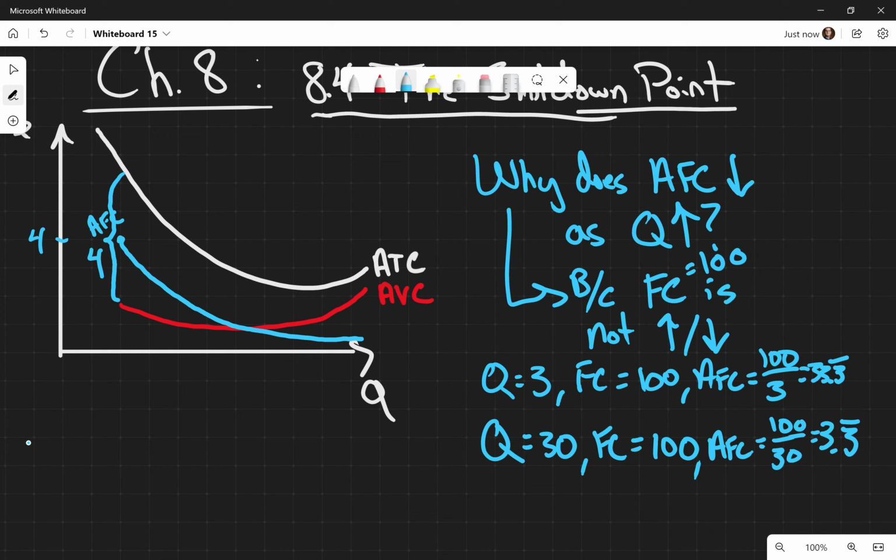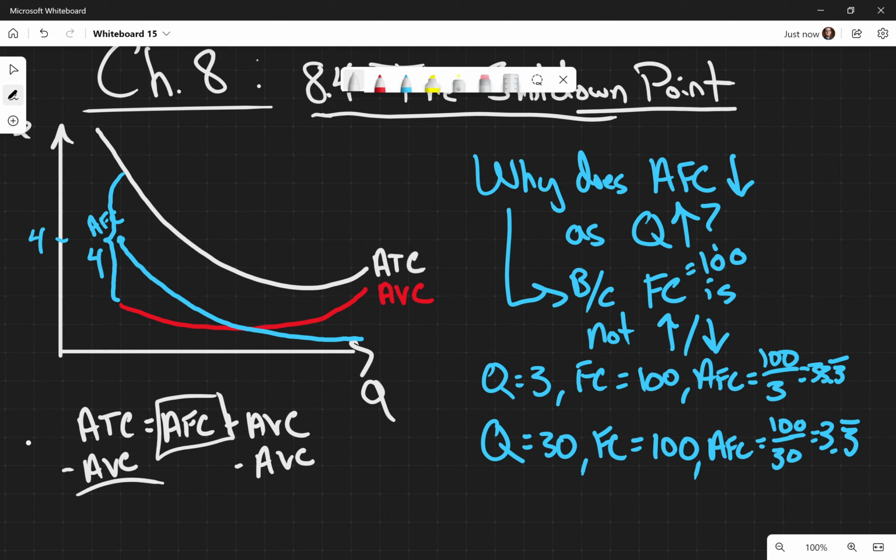And the reason why is because of this little identity, right? So we know that average total cost is equal to average fixed cost plus average variable cost. Well, let's go ahead and isolate average fixed cost. So we're going to subtract average variable cost from both sides. So that means that my average total cost minus my average variable cost is equal to my average fixed cost, right? That's why I'm doing this, the difference between these two is 2.5. And if I'm doing my calculations correct, I didn't, but this should also be 2.5, right?